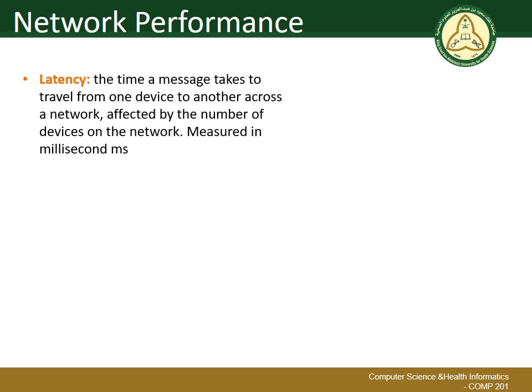another thing that we need to understand is network performance. How do we decide whether the network has a good performance or it has a bad performance? First one is called latency. Latency is actually the speed. Okay? It is the time a message takes to travel from one device to another device across a network, affected by the number of devices on the network, measured in milliseconds. So how many devices in between also affects the latency.